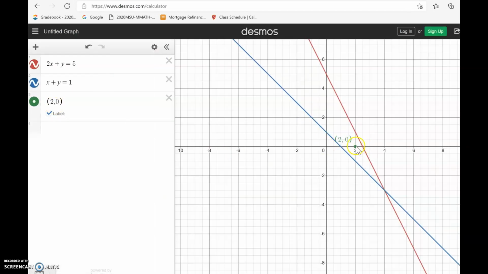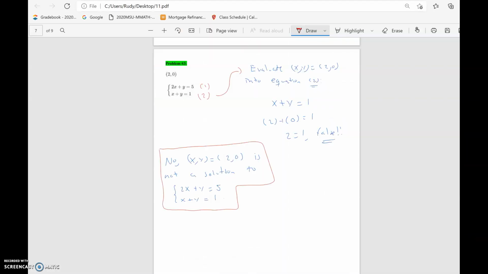Coordinate point 2, 0 is here, as you can see in green. That is not the intersection of both. The intersection came out to be down here. They're not asking us to find it, they're just asking us to check. So in this case, algebraically, as long as you find a false statement, it is not a solution to the entire system. That's actually it for these 3 problems.